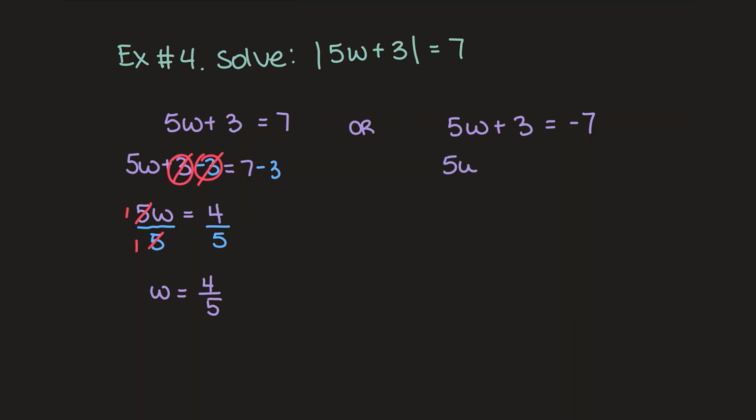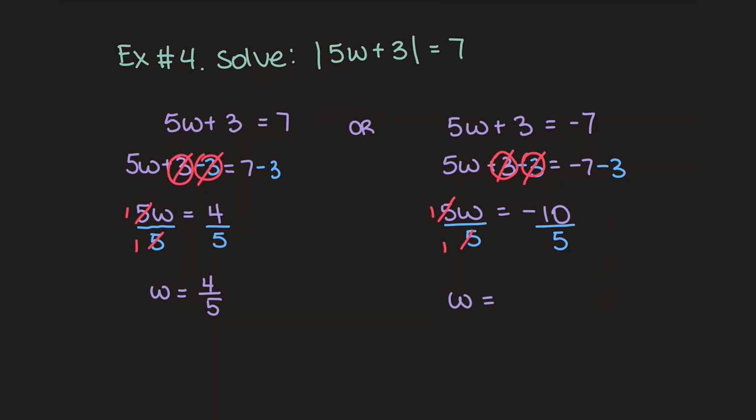And for the other equation, we also subtract 3 from both sides, and we're left with 5w equals negative 7 minus 3, which is negative 10. Then we divide both sides by 5, reduce, and we're left with w equals negative 10 divided by 5, which is negative 2. And now we have our variable isolated. Therefore, our solutions are 4 over 5 and negative 2.